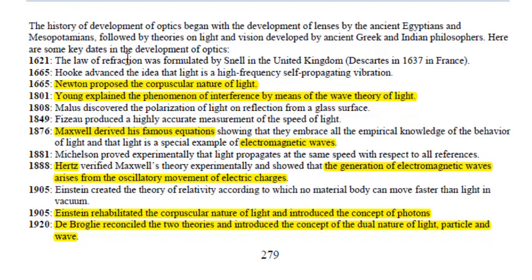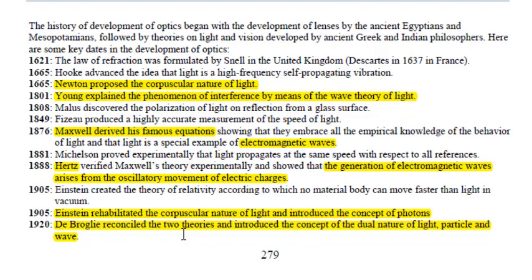Maxwell in 1876 derived his famous equations and considered that light is a wave, and he proposed that light is an electromagnetic wave. In 1888, Hertz verified Maxwell's theory, which is a big deal, and considered that electromagnetic waves can be produced only if charged particles oscillate. In 1905, Einstein rehabilitated the corpuscular nature of light and introduced the concept of photons.